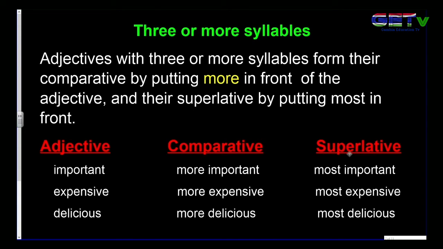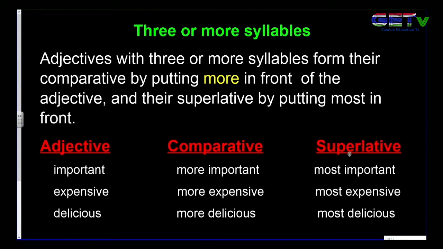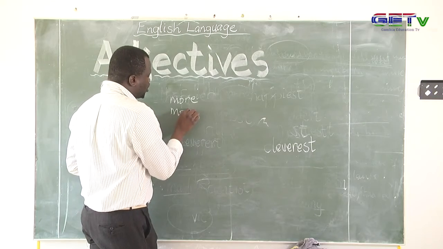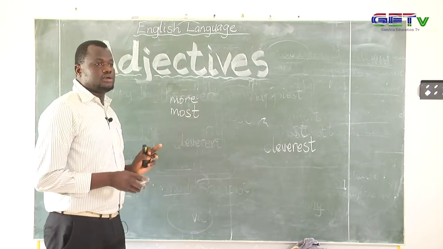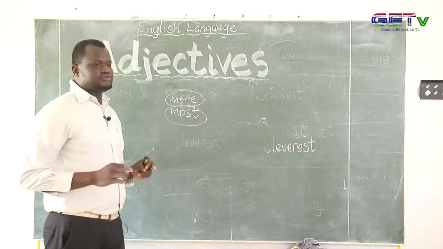And now we are going to look at 3 or more syllables, where we have 3 units or more units of pronunciation. Adjectives with 3 or more syllables form their comparative by putting more in front of the adjective, and their superlative by putting most. So for 3 or more, we use more for the comparative, and we use most for the superlative.